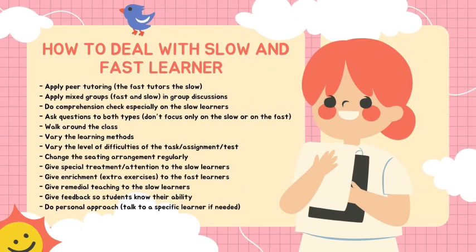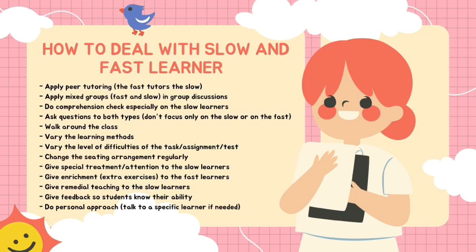So the next material is about how to deal with slow and fast learners. Not all learners can study so fast. There are some of them who study slowly too. So we can deal with it, first, by applying peer tutoring. We can have the fast learners tutor the slow ones, like the students who can study faster than others can be tutors for the slow learners.